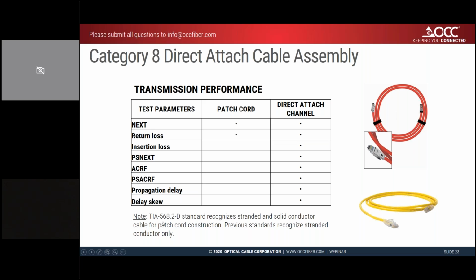Just a side note here as well, 568.2. The -D revision now recognizes that there can be solid conductors in patch cords. Not sure how many people were aware of that, but previously only stranded wires were recognized. So that has changed.